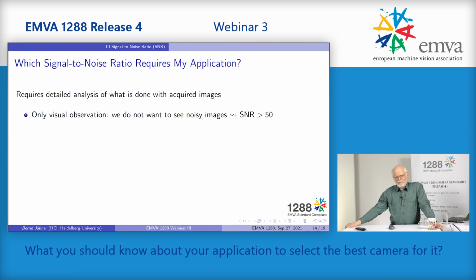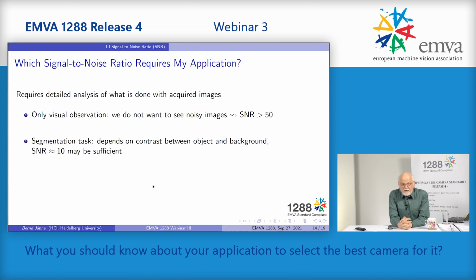And there is a very simple criterion out of that. The signal-to-noise ratio should be larger than 50. If it's 100, that means two times better, the human observer does not see anything better because he already cannot see the noise at a signal-to-noise ratio of 50. If the signal-to-noise ratio is 10, of course, we would see it. So this is actually the simplest case where we exactly know the boundaries.